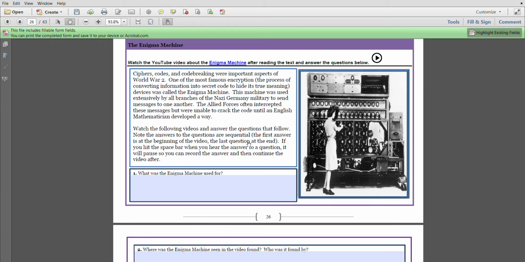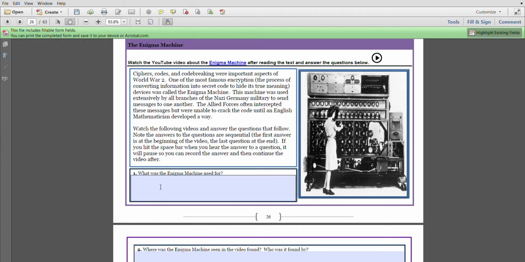Note the answers to the questions are sequential. The first answer is at the beginning of the video, the last question at the end. If you hit the space bar when you hear the answer to the question, it will pause so you can record your answer and then continue the video again afterward.